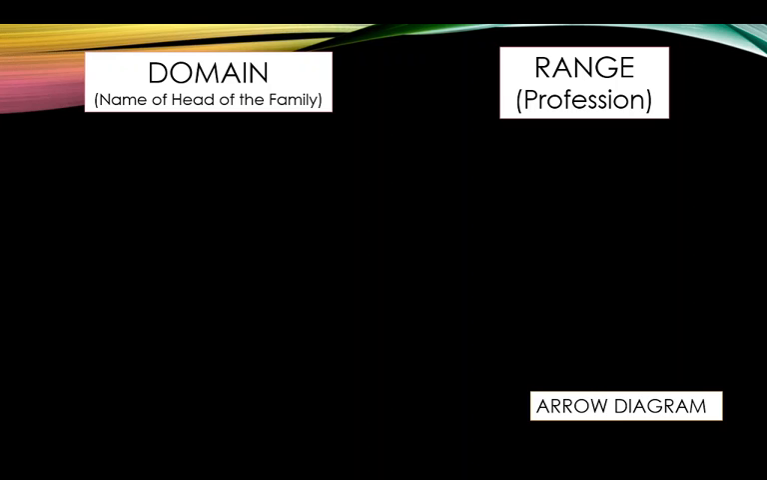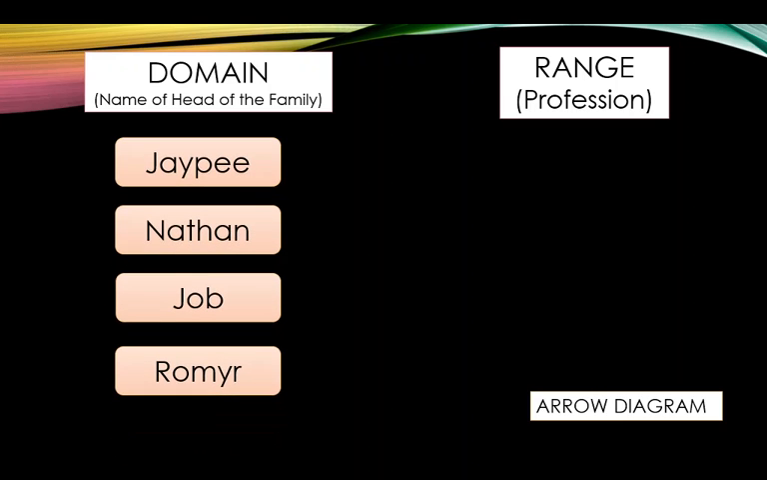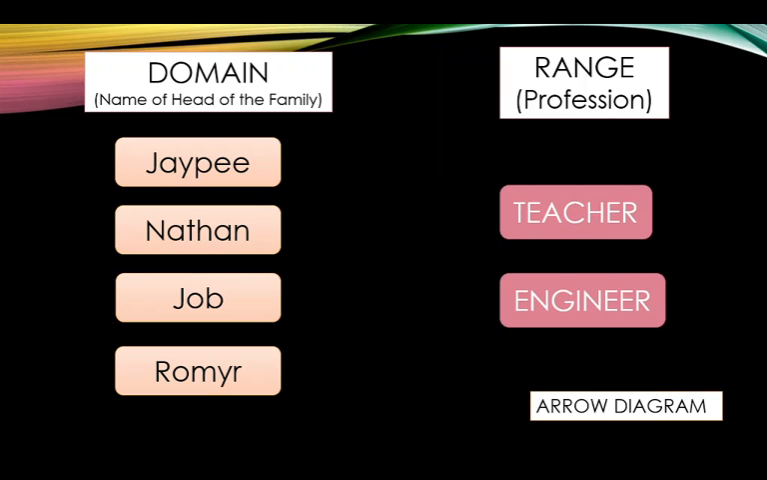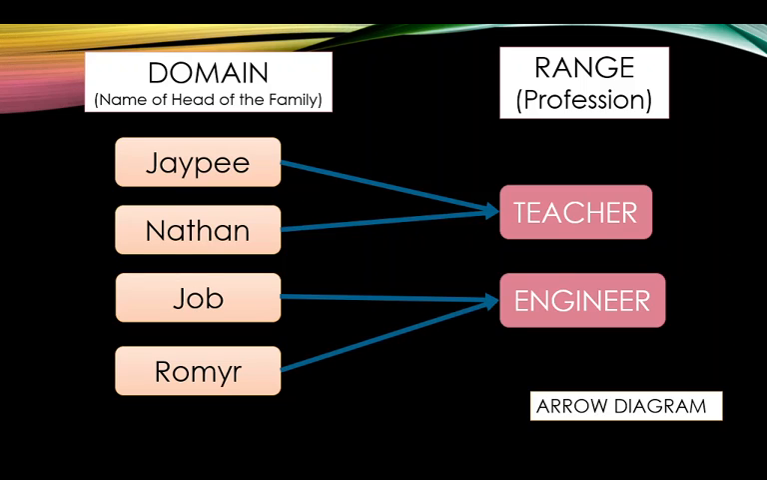Another example of an arrow diagram. We have the domain, the name of the head of the family: JP, Nathan, Job, and Romir. While the range is the profession of the following names. We have teacher and engineer. So using an arrow diagram, JP is a teacher. Nathan is also a teacher. Job is an engineer, and Romir is also an engineer. So those are all about the arrow diagram.